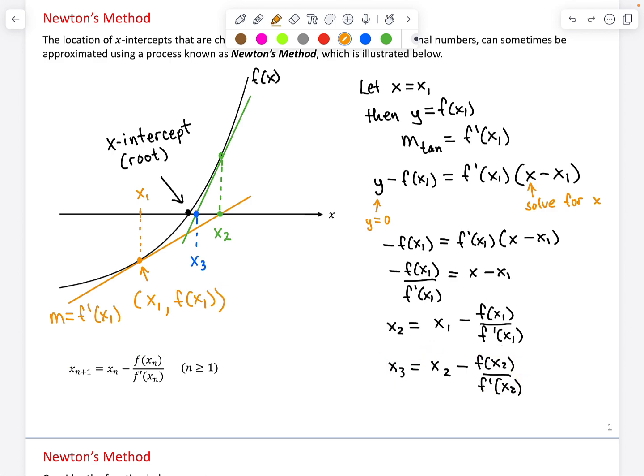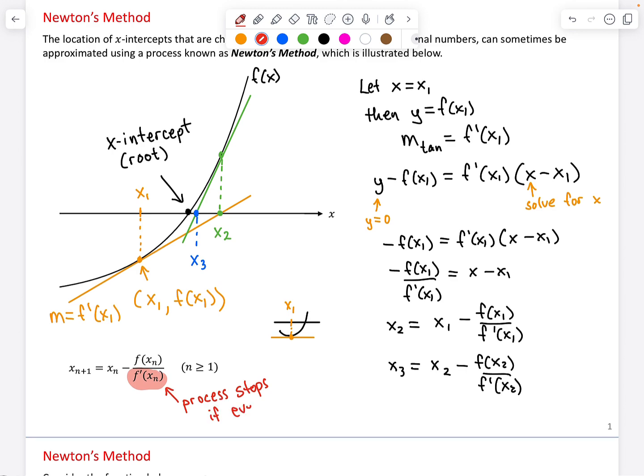Now the formula will not work if f prime of x sub whatever is 0, then this denominator will be 0, and you cannot divide by 0. So the formula will fail. Visually, imagine we pick some x1 that takes us to a point on the function where the tangent line is horizontal. In other words, f prime of x1 is 0. Then that orange line will not have an x-intercept. So I will not be able to find x sub 2. And the process breaks. So our process will stop if ever f prime of whatever x will be 0.